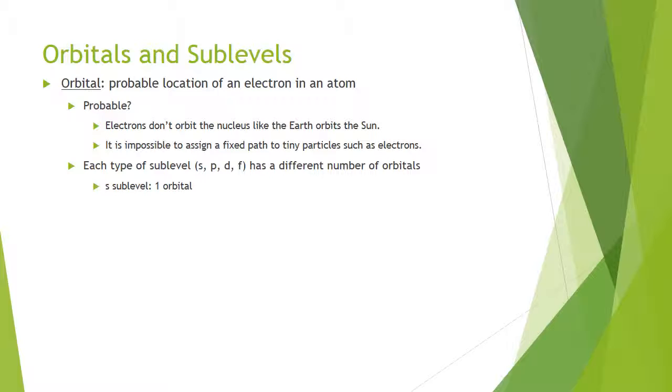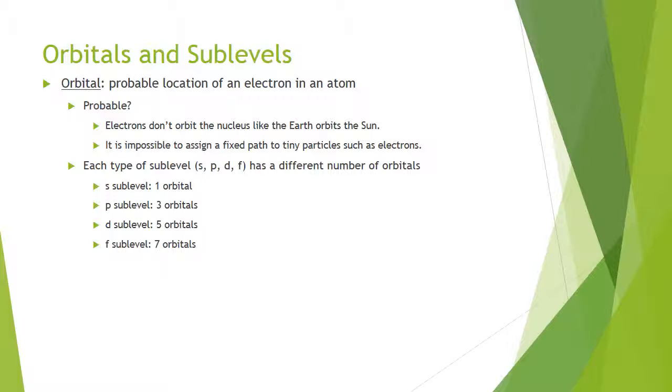S sublevels have 1 orbital. That's whether it's 1s, 2s, 7s, it makes no difference. If it's an s sublevel, there is 1 orbital in that sublevel. P sublevels have 3 orbitals. Again, 2p, 4p makes no difference, 3 orbitals. D sublevels have 5 orbitals, and f sublevels have 7 orbitals. So notice the pattern: 1, 3, 5, 7. If we were to go beyond f, and again we will never need to, the pattern would continue. In other words, a g sublevel would have 9 orbitals, an h sublevel would have 11, etc.